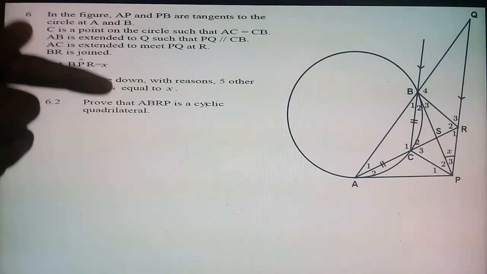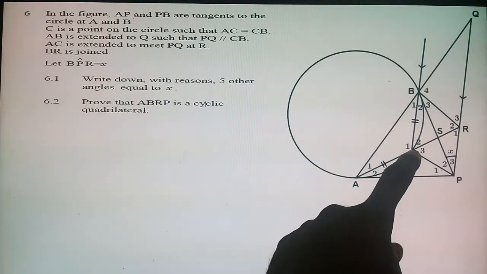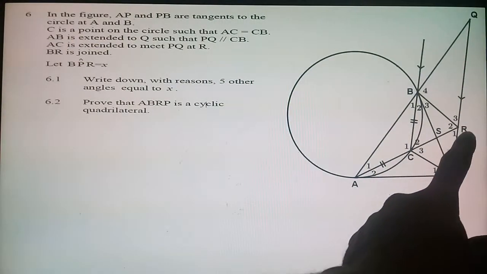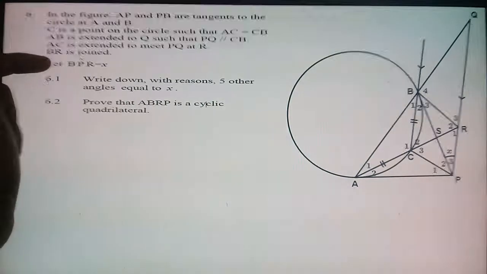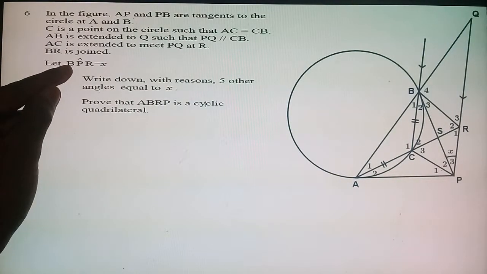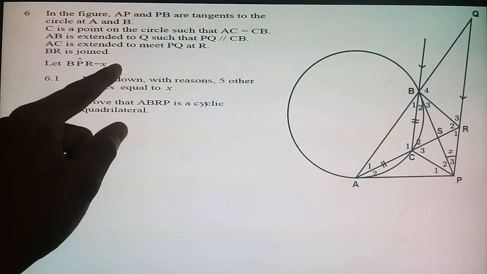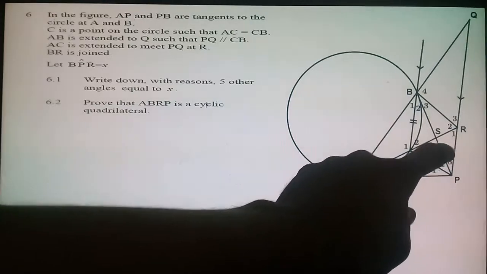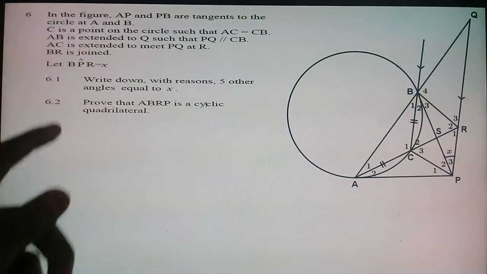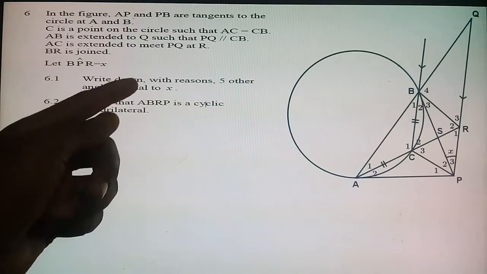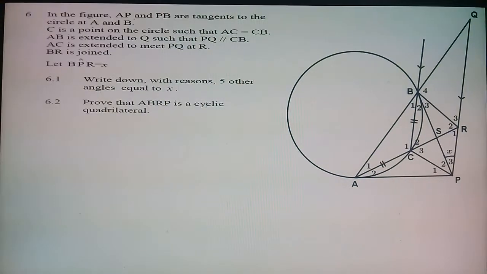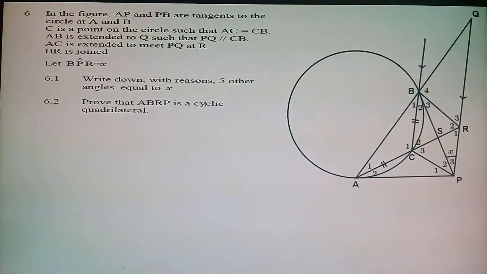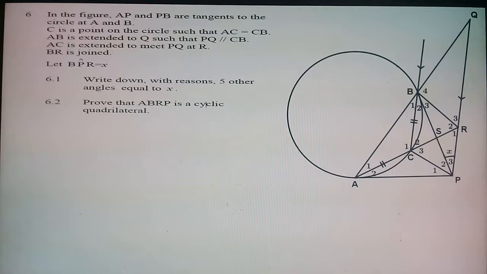Then the AC is extended to meet PQ. This is our AC, so extended to meet PQ. And let's say angle BPR equals X. We have our BPR equals, it means that angle equal to what? X. Then 6.1, the question says, write down with reasons 5 other angles that are equal to X. Let's just find another angle that is equal to X.